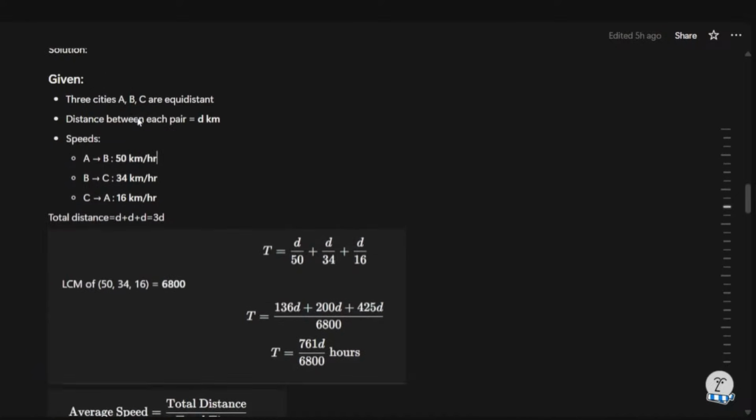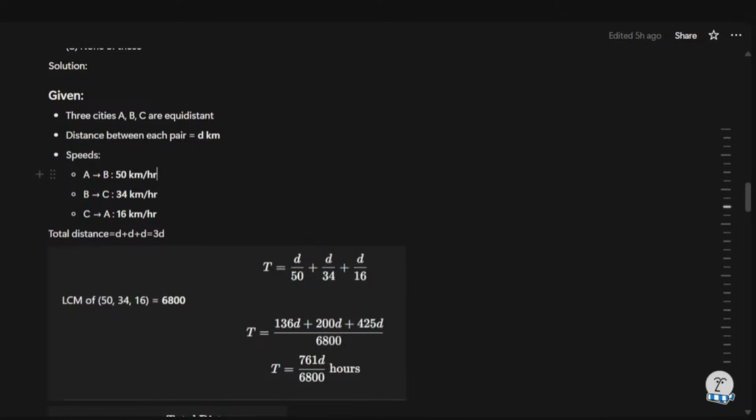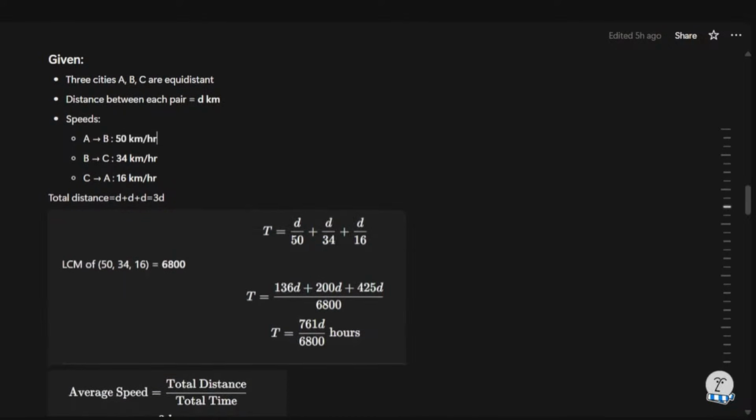Now we need the total time. So time is nothing but your distance by your speed. With respect to that, we'll calculate for each stretch and sum it up. For the stretch A to B, it's d by 50, for B to C, it's d by 34, and for C to A, it is d by 16. Find the LCM and get P equal to this particular value.